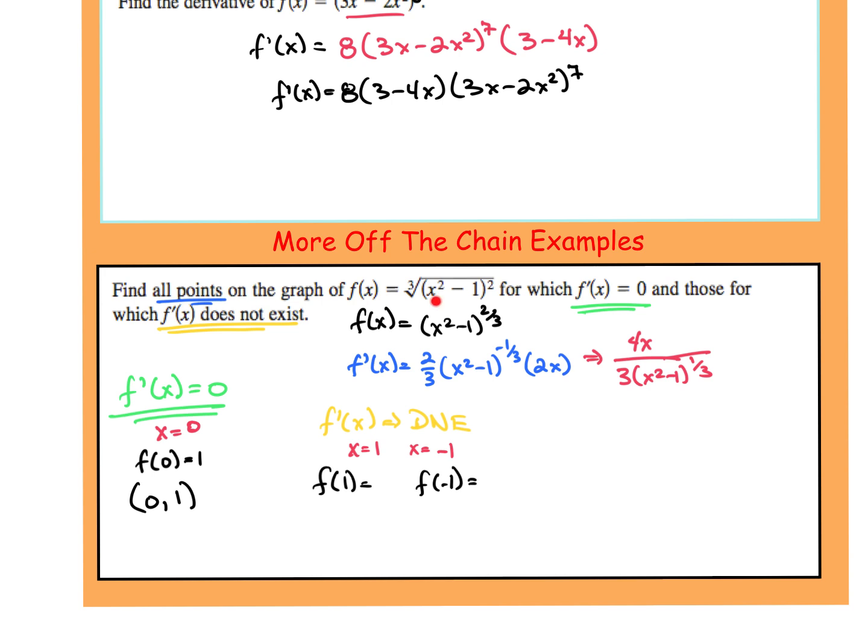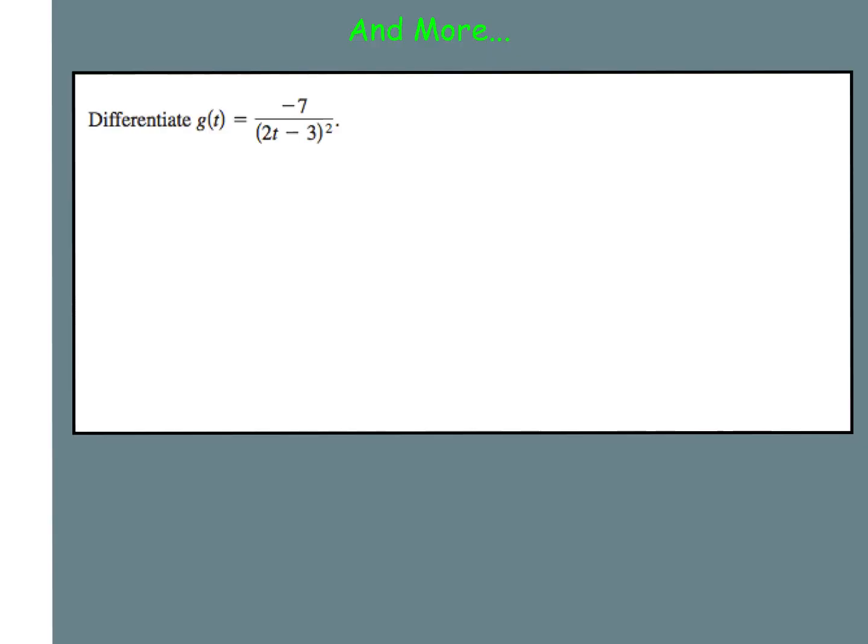When we substitute in 1, we square it, we subtract 1, what do we get? We get 0. And when we substitute in negative 1, we also get 0. And so our ordered pairs would be (1, 0) and (-1, 0). What this graph actually does is it looks kind of like a Whataburger symbol. It has sharp turns at -1 and 1, and it has a horizontal tangency at (0, 1).